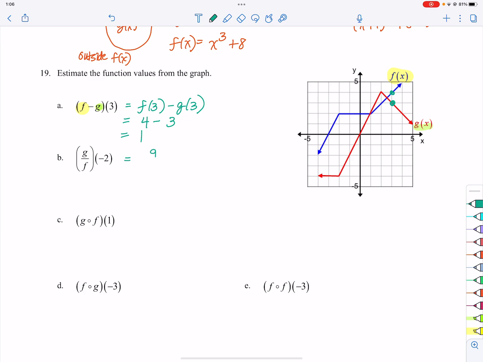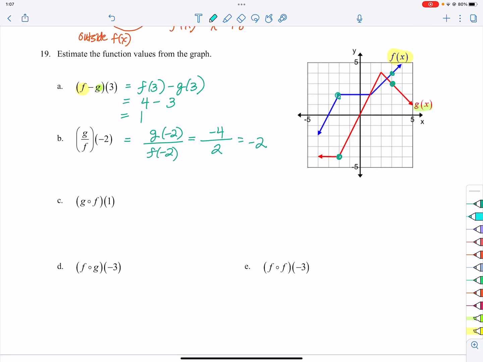Okay, this is equal to this quotient function g of negative 2 divided by f of negative 2, and g of negative 2 is negative 4, and f of negative 2 is 2. And negative 4 divided by 2 is negative 2. Okay. How about g of f of 1?